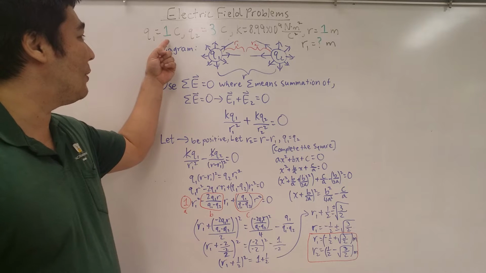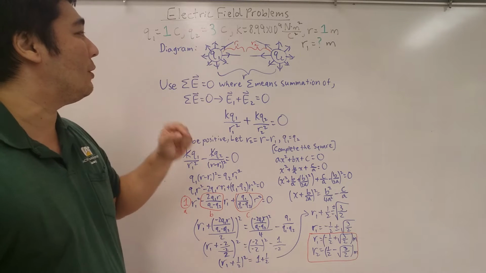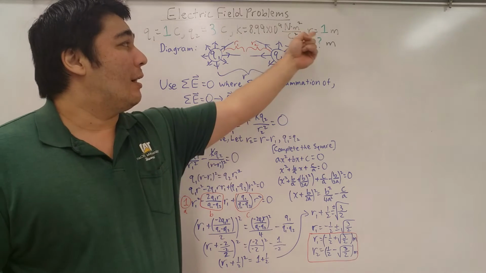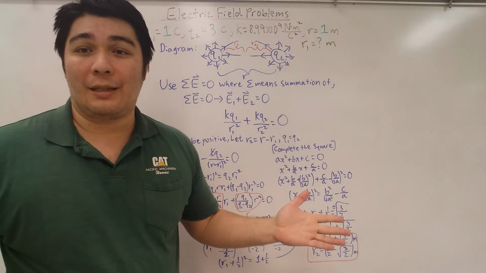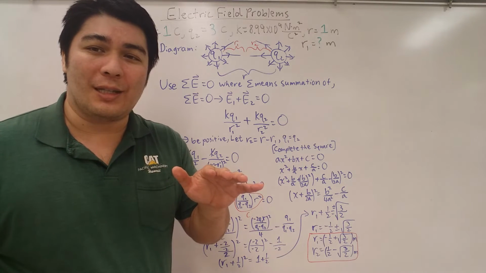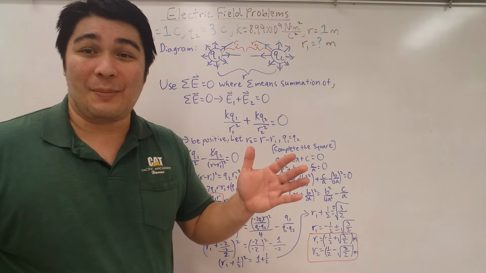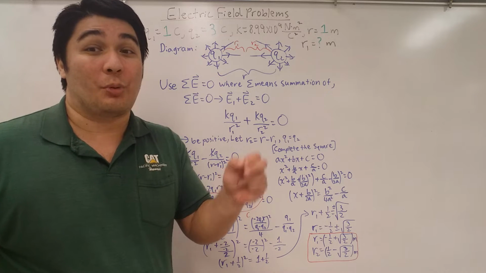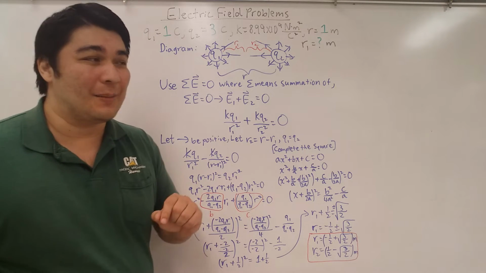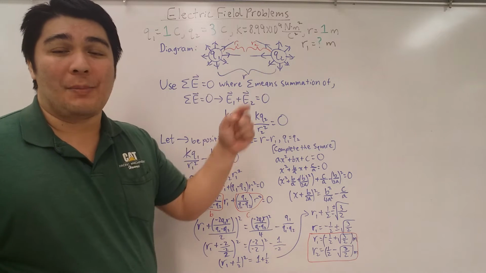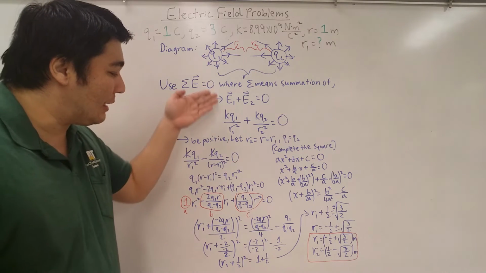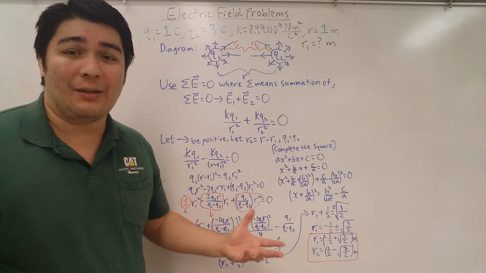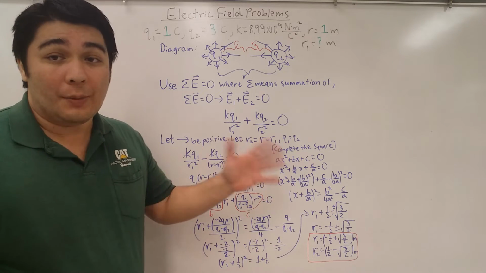So here we go. In number 3, Q1 is 1 coulomb, Q2 is 3 coulombs, k is 8.99 times 10 to the 9th newton meter squared per coulomb squared, and our distance R is 1 meter, just like the other problems. Hopefully you're noticing that I'm repeating all the same setup and just changing numbers slightly, because what I really want you to do is practice and see the difference in the approach and the math involved in actually solving them. So here we go, let's actually solve it.